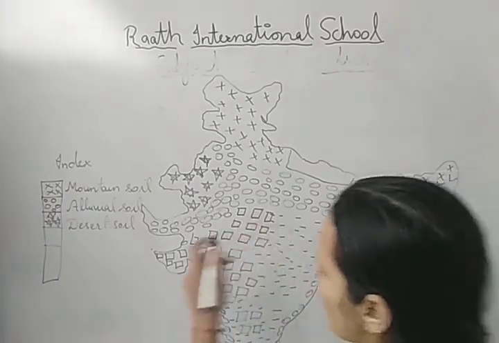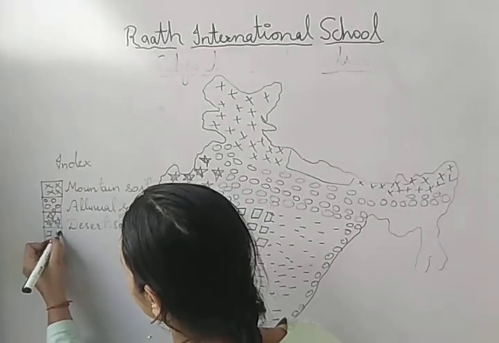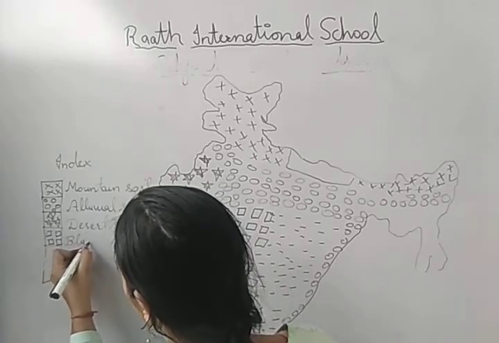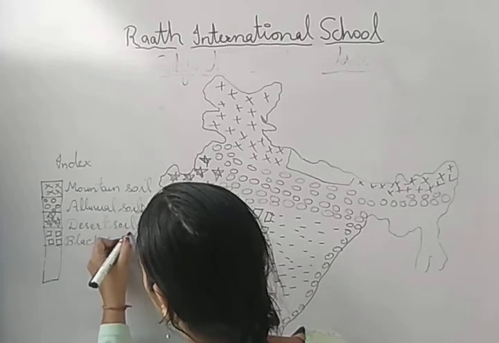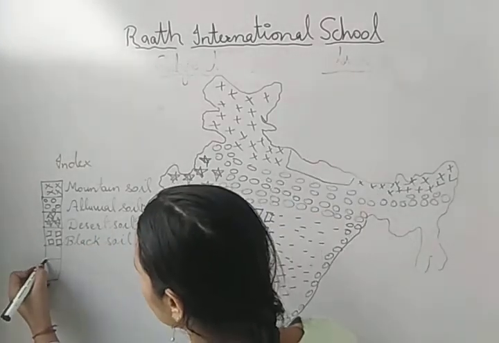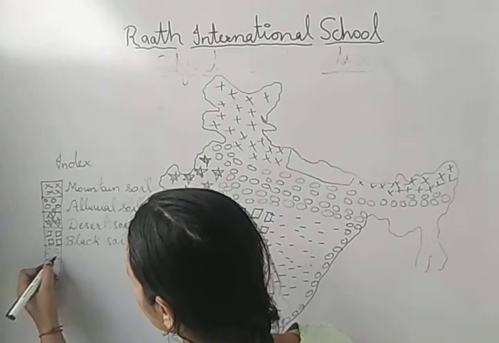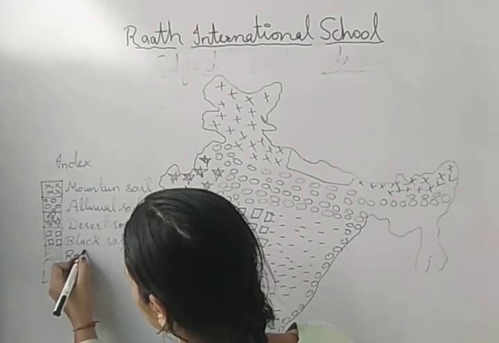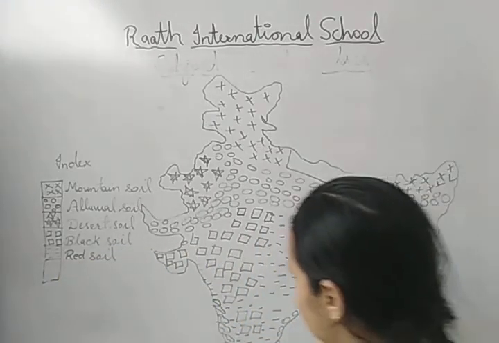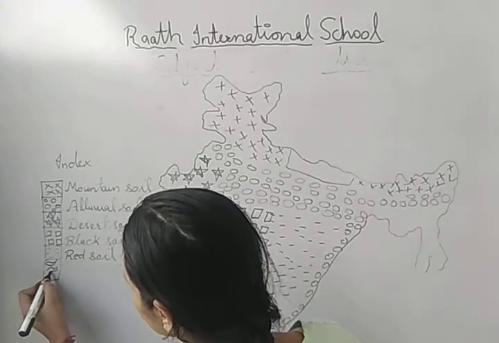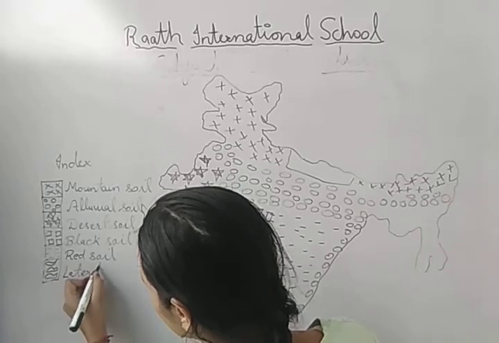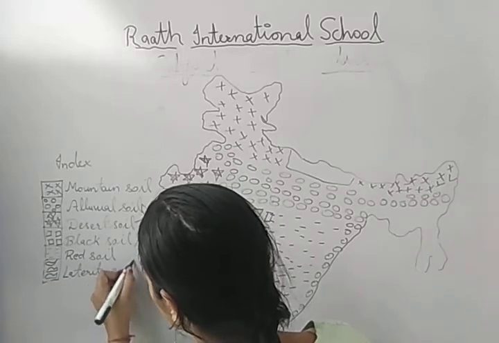After that, square shape. These square shapes are used for black soil. Black soil. After that, this dash shows the red soil. Red soil. And at last, these symbols, that is used for laterite soil.